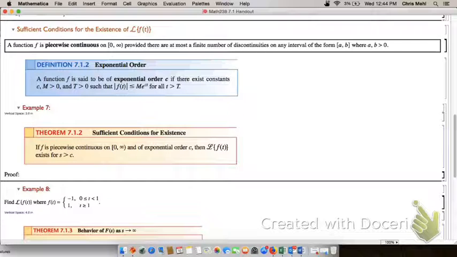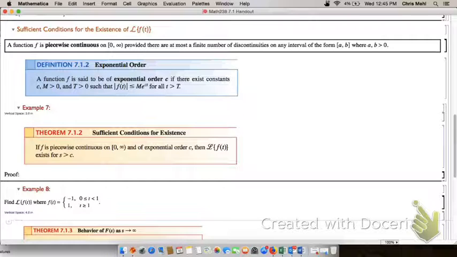A piecewise continuous function is one on which, on any closed interval, there's at most a finite number of discontinuities. And we talked about exponential order. The function f is said to be of exponential order c if there exist constants c, m, and capital T, such that the absolute value of f of t is bounded above by the exponential function m e to the ct, and that inequality just has to be true for all t greater than some capital T. So what this says is basically that in absolute value, the graph of f of t eventually is going to be outgrown by this function m e to the ct. Okay, so maybe at first f of t is larger than that function, but eventually at some value, capital T, the exponential will outgrow the function f of t.